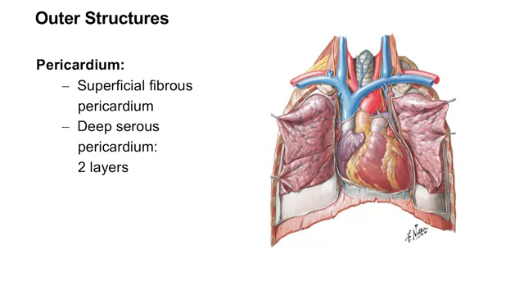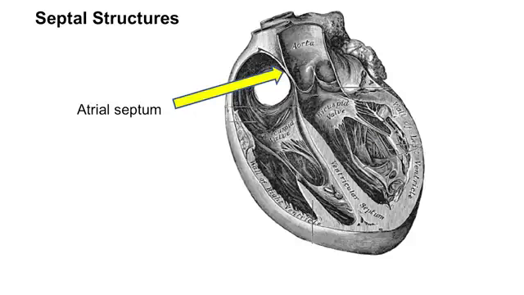The functions of the pericardium are to anchor the heart, protect it in a friction-free environment, and prevent overfilling of the heart with blood. The inner structures of the heart consist of the chambers separated by the valves and septal structures. The interatrial septum separates the right atrium from the left atrium.